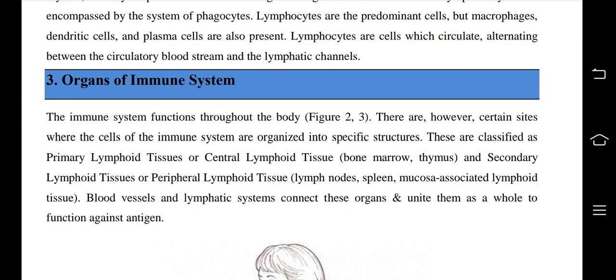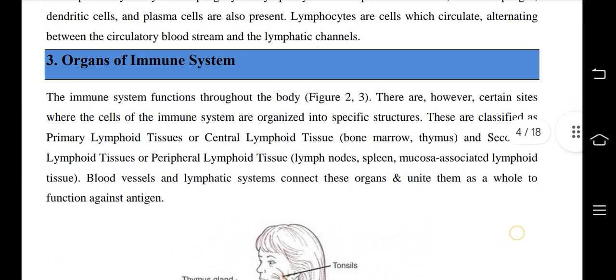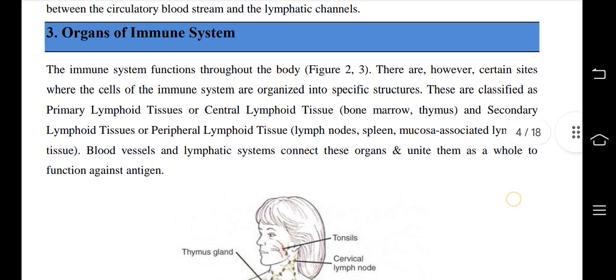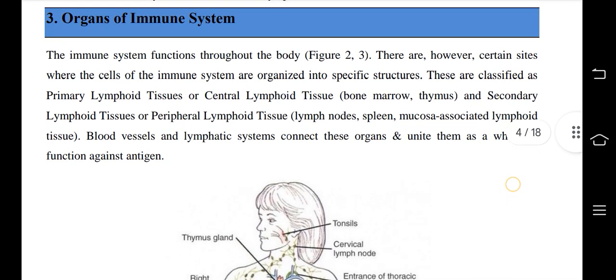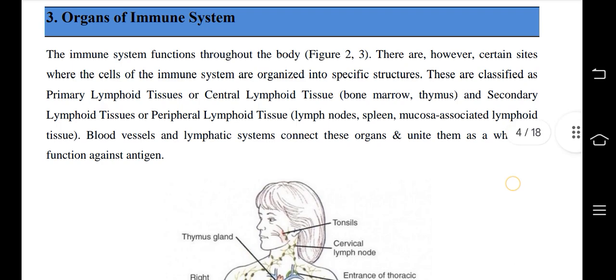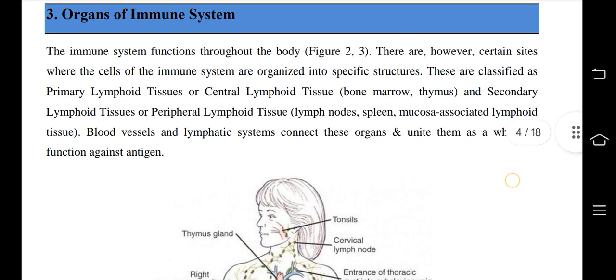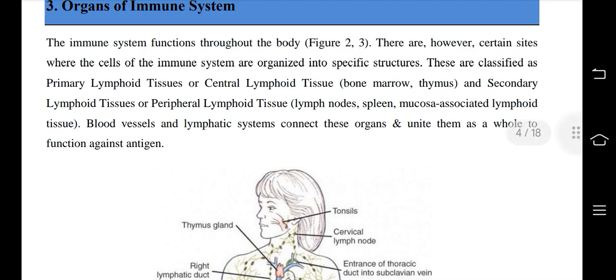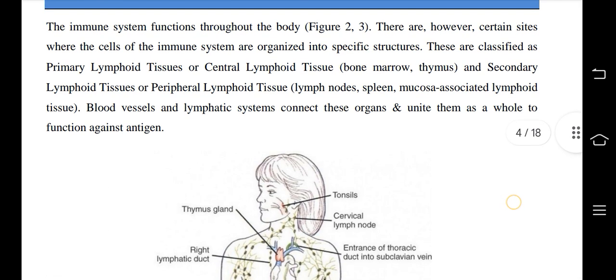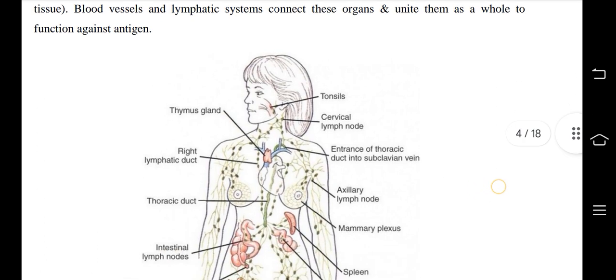Organs of immune system. The immune system functions throughout the body. There are, however, certain sites where the cells of the immune system are organized into specific structures. These are classified as primary lymphoid tissues or central lymphoid tissue: bone marrow, thymus; and secondary lymphoid tissues or peripheral lymphoid tissue like lymph nodes, spleen, mucosa associated lymphoid tissue. Blood vessels and lymphatic systems connect these organs and unite them as a whole to function against antigen.